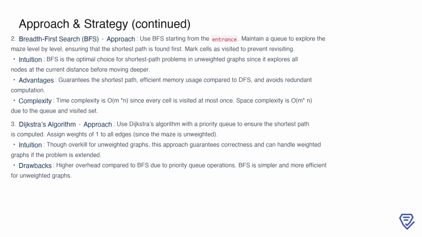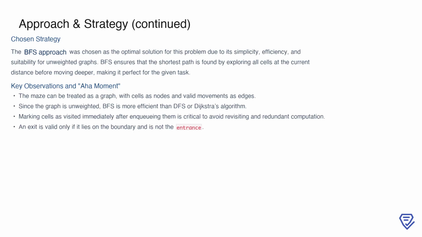Another approach we considered is Dijkstra's algorithm, which uses a priority queue to compute the shortest path. While it guarantees correctness, it introduces unnecessary overhead for unweighted graphs like this maze, making BFS the simpler and more efficient choice here. Given these considerations, the BFS approach was chosen as the most suitable strategy for this problem. It is simple to implement, efficient for unweighted graphs, and guarantees the shortest path. By focusing on cells at the current distance before exploring deeper, BFS aligns perfectly with the needs of this task.